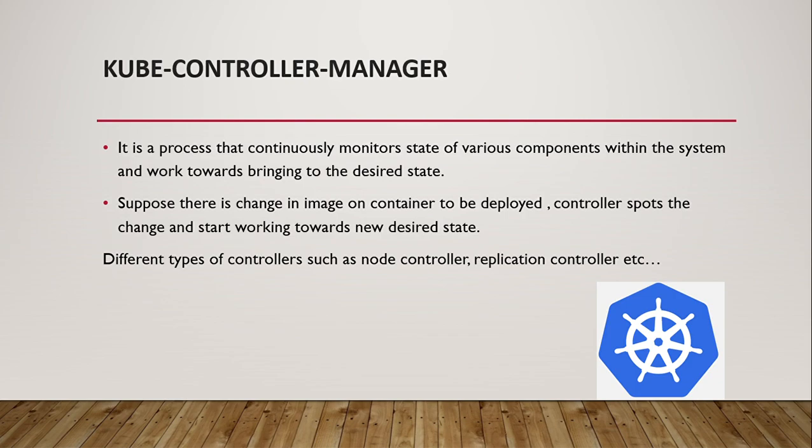It will see that the actual state is different from the desired state, then it starts working towards getting the desired state. It has different types of controllers, such as node controllers, replication controllers, and a lot of other controllers. We can even create custom controllers in Kube-controller-manager. The node controller is like, if a particular node is not reachable or anything, it will destroy that node and launch a new node. So the node controller's responsibility is launching a new node, replacing the destroyed one.